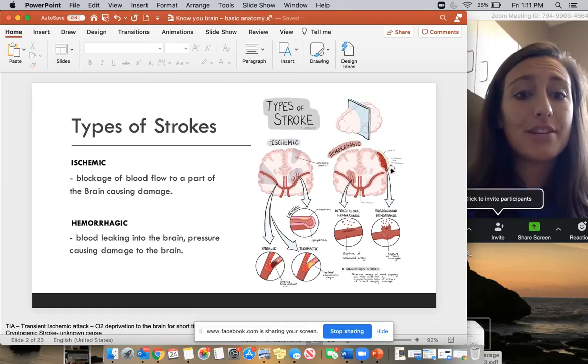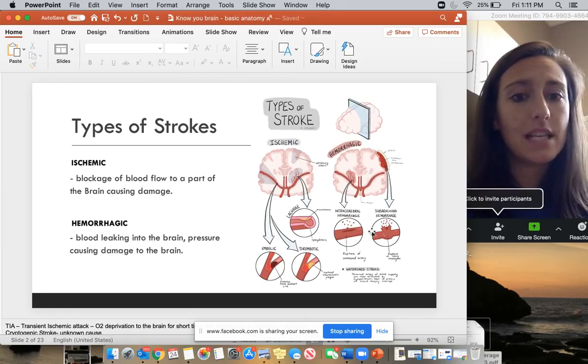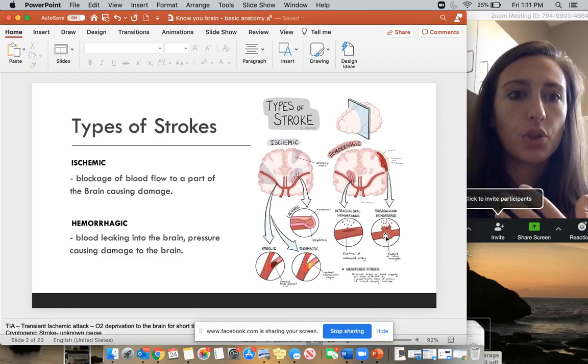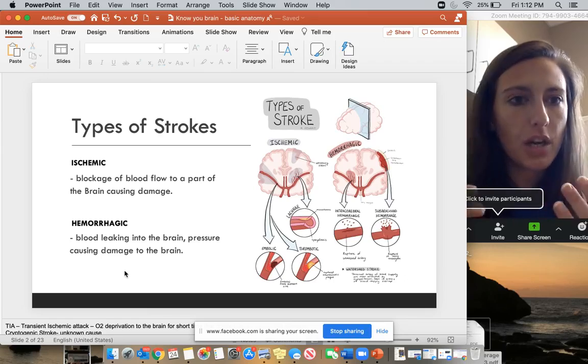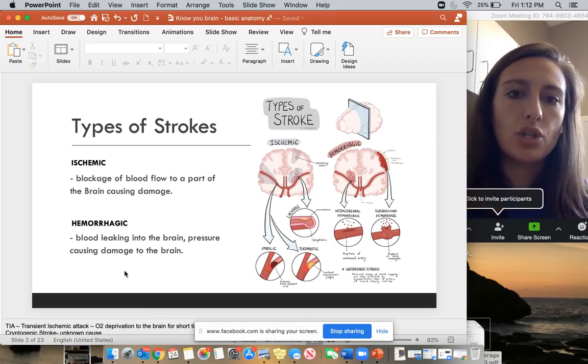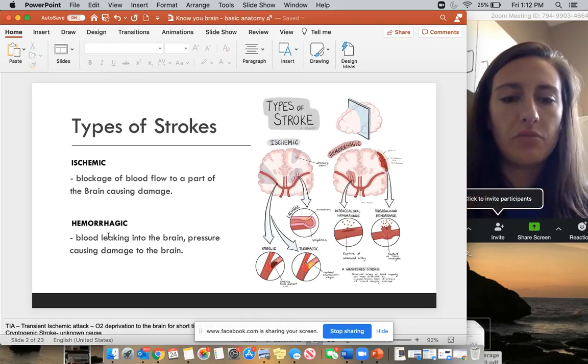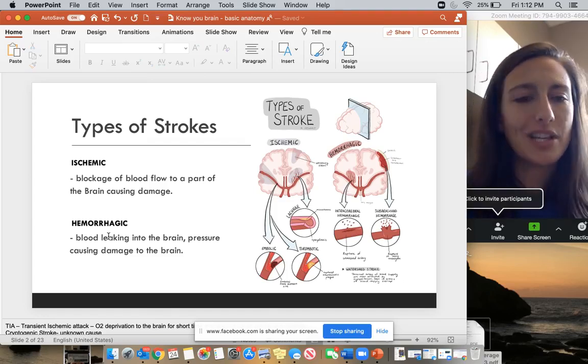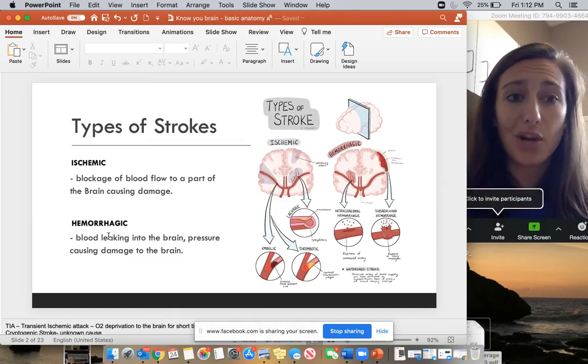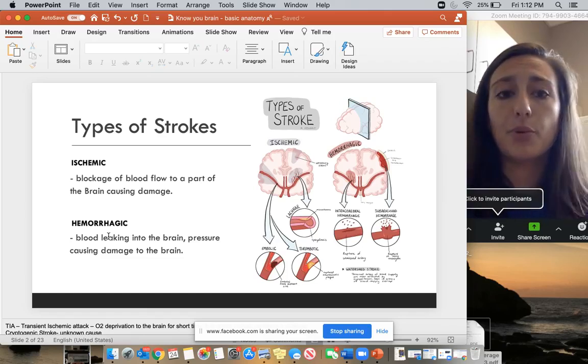Or you can have a hemorrhagic stroke, where you can see different areas where weakened walls of your blood vessels in your brain cause bleeding into the brain, which then the pressure of the blood causes damage to the brain, and there's a stroke. There are things called cryptogenic strokes, which have an unknown cause or reason for deficits. Those are a little bit of a mystery.